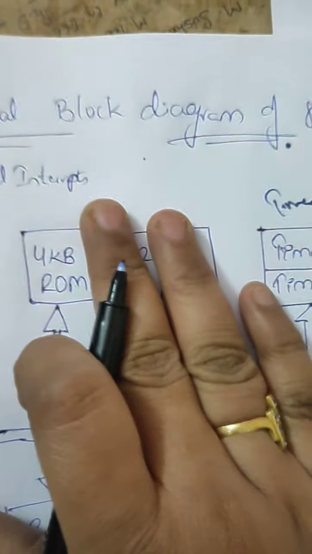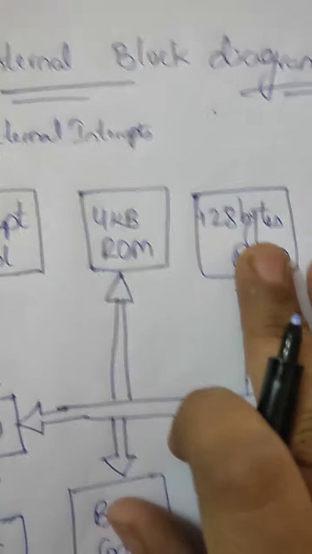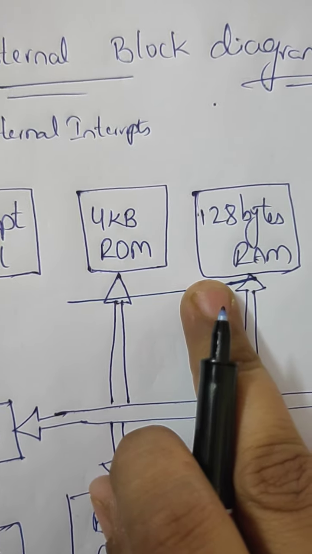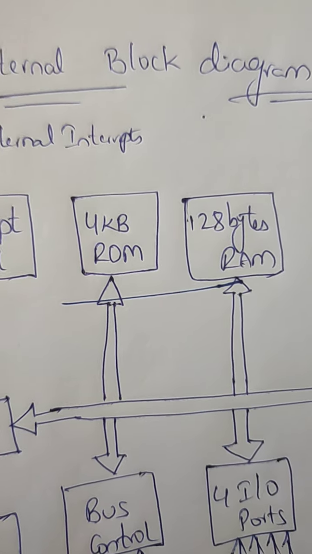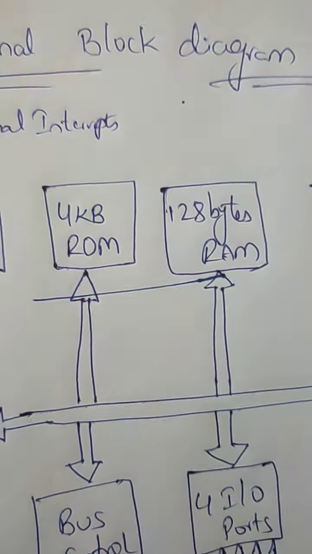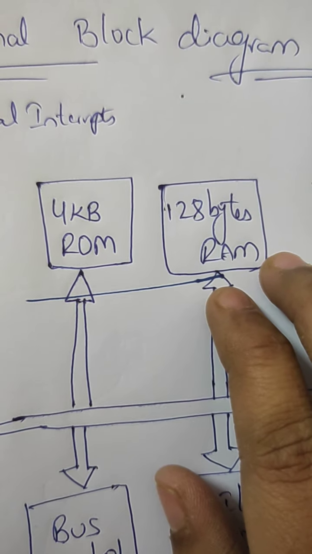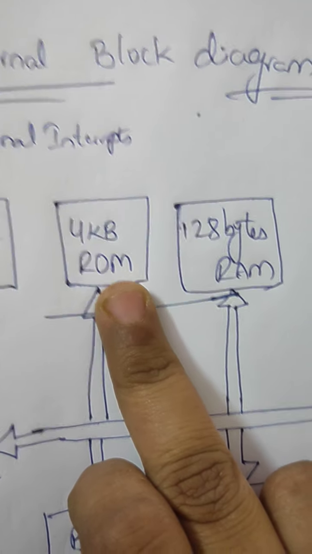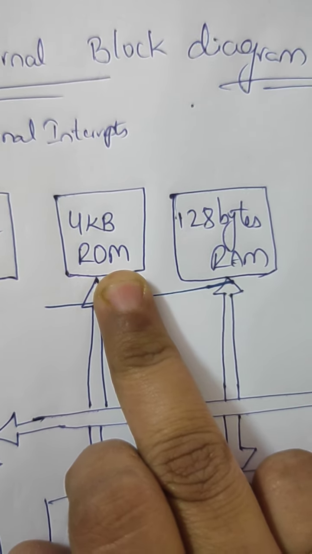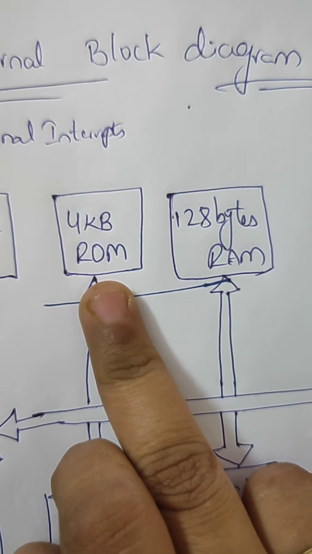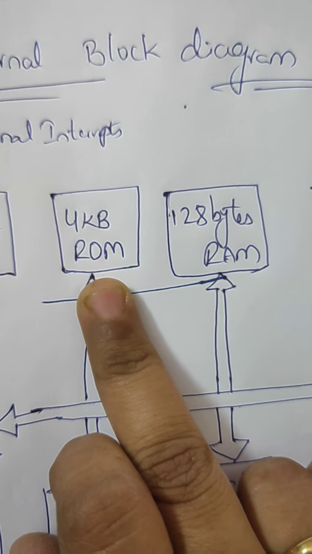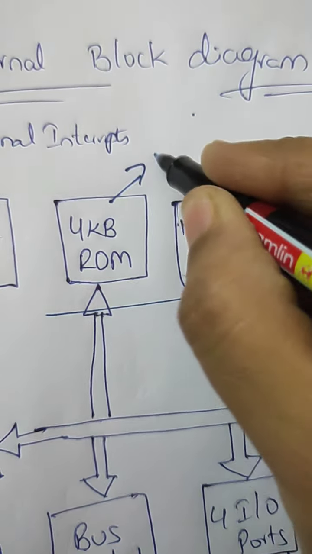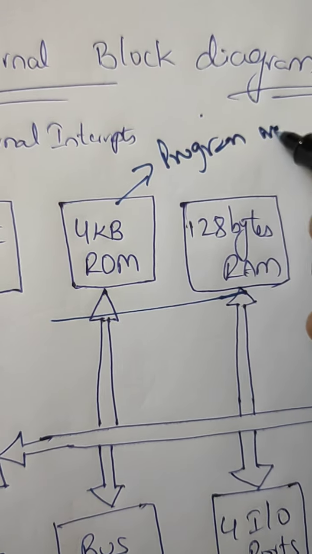Okay, next we are going to the internal RAM and ROM. Both are memories. We know that RAM is random access memory and ROM is read only memory. Internally, the ROM size in the 8051 microcontroller is 4 kilobytes, as explained in the previous video on the features of 8051. This 4 kilobytes of ROM is used for program memory.